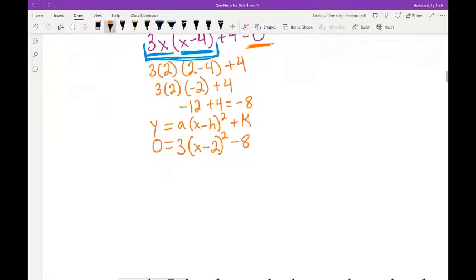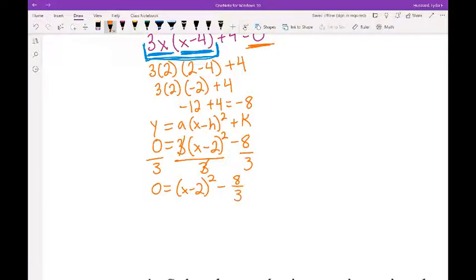And now we need to solve. So in order to solve this, the first thing we're going to do is get rid of this 3 in front of the squared so that we can take a difference of squares. So we'll divide absolutely everything by 3. That'll give us 0 equals, these 3's will cancel, leaving us with (x minus 2) squared minus 8/3.